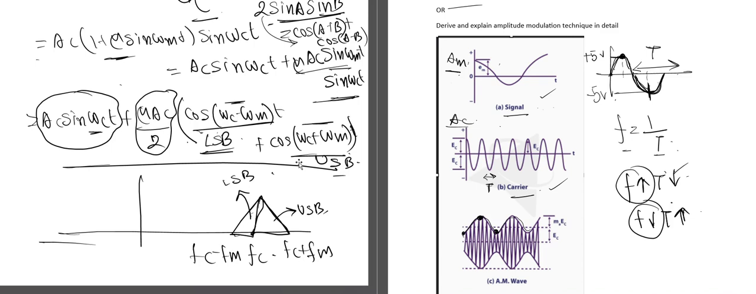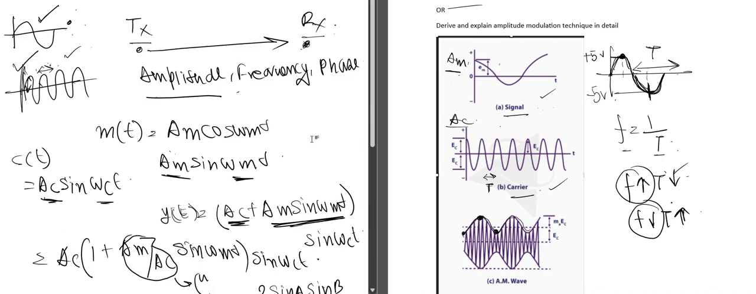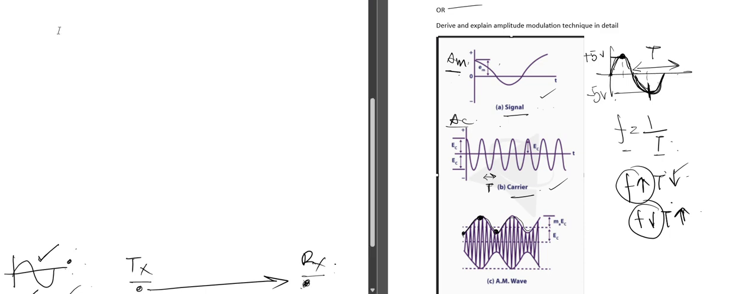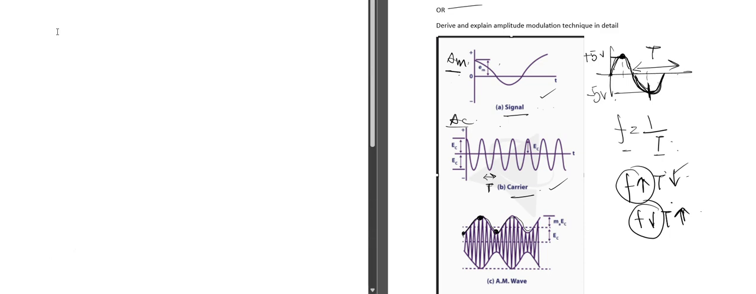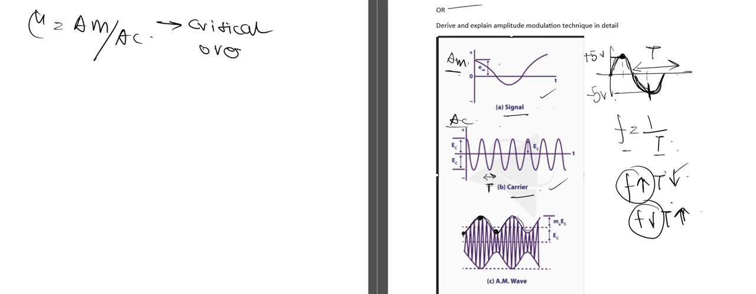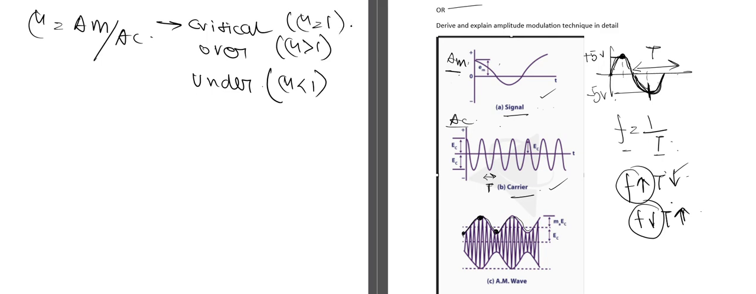Okay, so let us understand one thing. First, let us clear some space here. So we know mu is equal to the modulation index, which is equal to Am by Ac. There are 3 conditions of modulation: critical modulation, over modulation, and under modulation. Under modulation occurs when mu is less than 1, over modulation occurs when mu is greater than 1, and critical modulation occurs when mu is equal to 1.